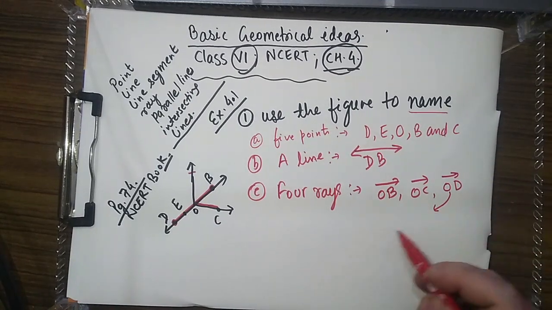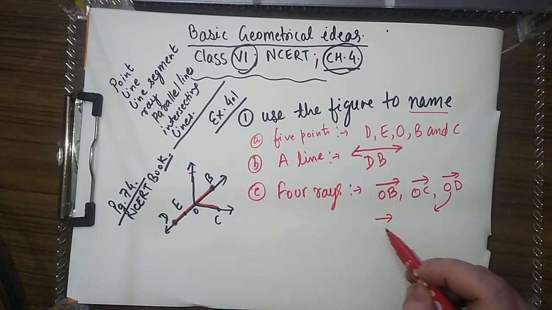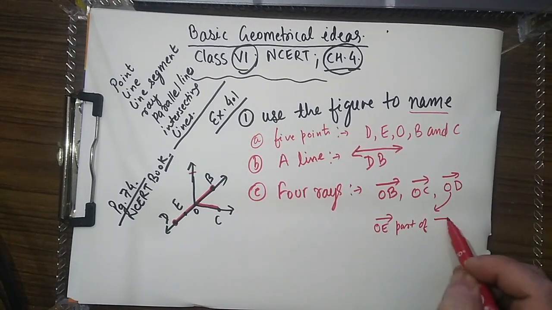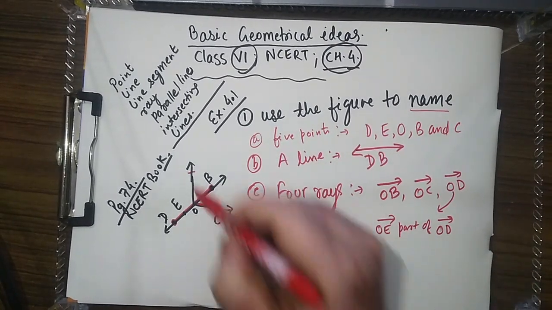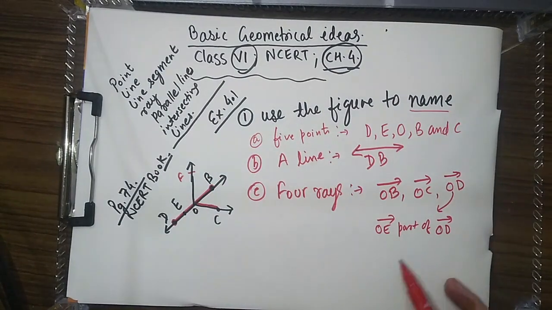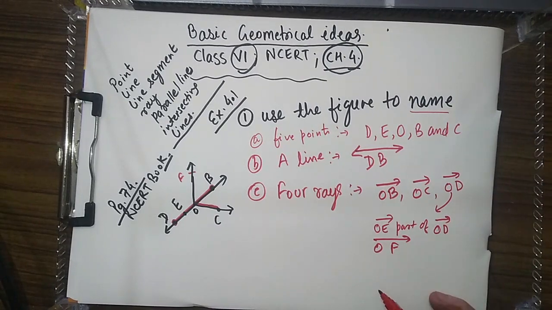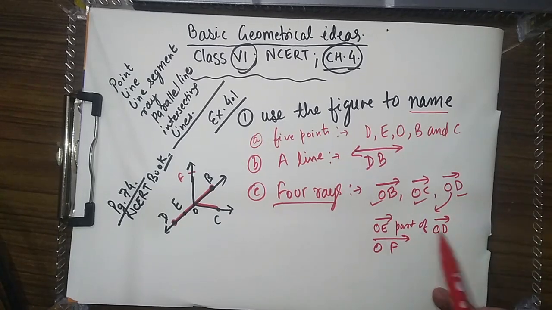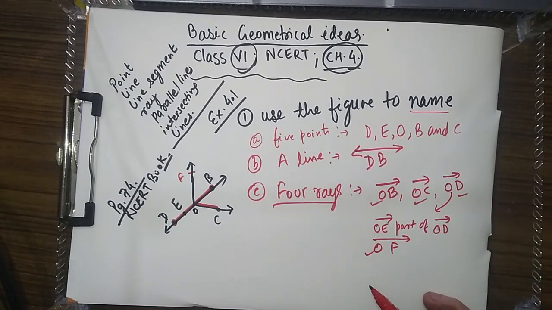So the ray OE is part of ray OD. So we can simply name it as, up to D we have named, let it be F. So OF will be the 4th ray. 4 rays we have to do: 1, 2, 3, and this is only part of OD, and this is 4. So these are the 4 rays.